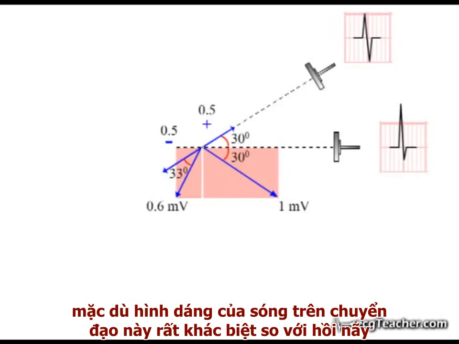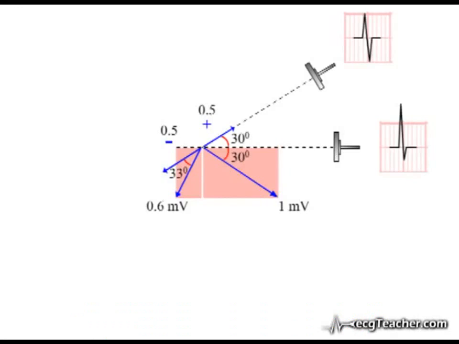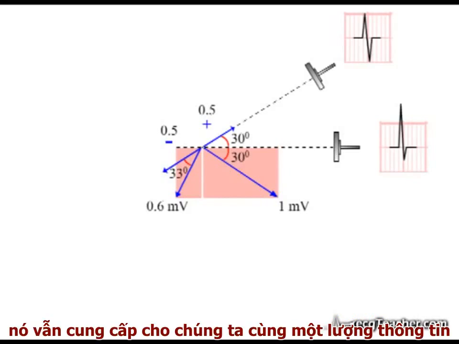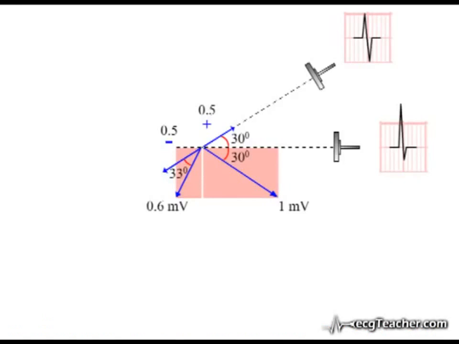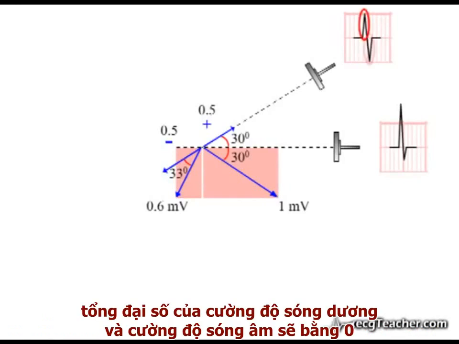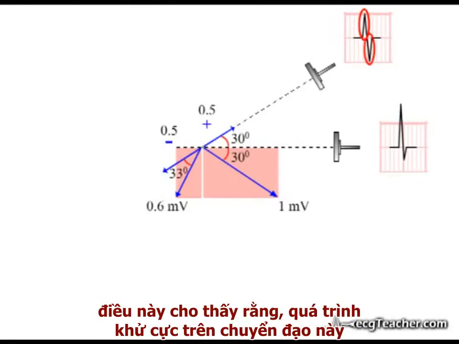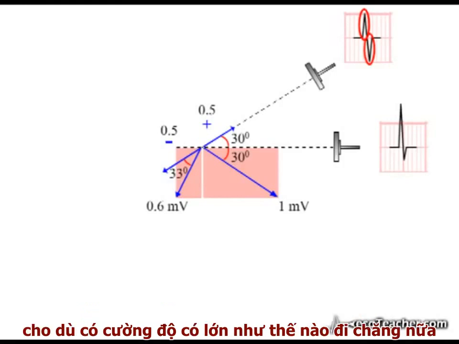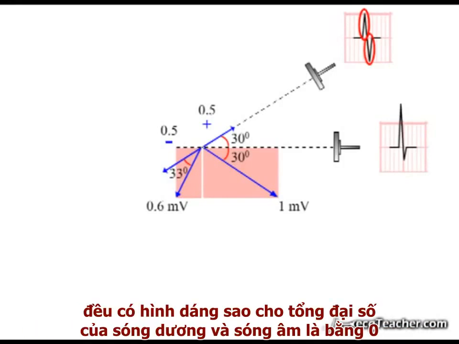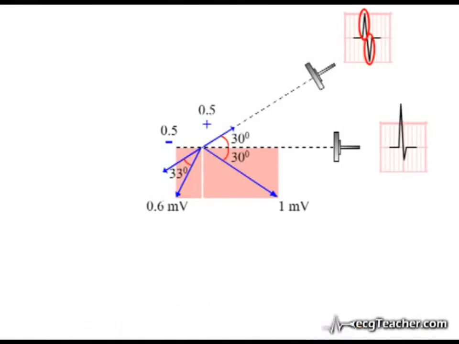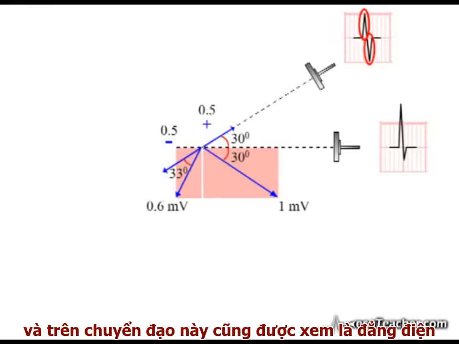Although the morphology of the readout in this lead is very different from the first situation we considered, it is still giving us exactly the same information. The fact that the positive and negative deflections add up to 0 indicates that the depolarization events taking place under the lead, whatever their magnitude, are flowing in a pattern such that their total vectorial sum is 0. The readout in this lead is still said to be isoelectric.